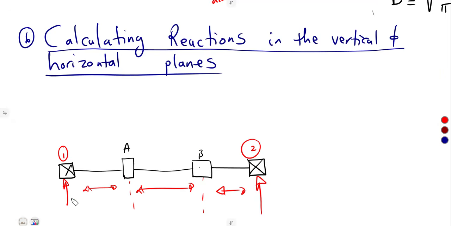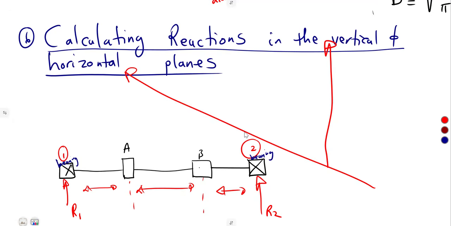Calculating reactions is calculating the value of R1 and R2 as of the bearings 1 and 2. So remember, this is our first bearing and this is our second bearing. So the reactions are on bearings. If you consider this is 1, this is 2, so you are to calculate R1 and R2. This is what it means. But this can be in the vertical or it can be in the horizontal planes.